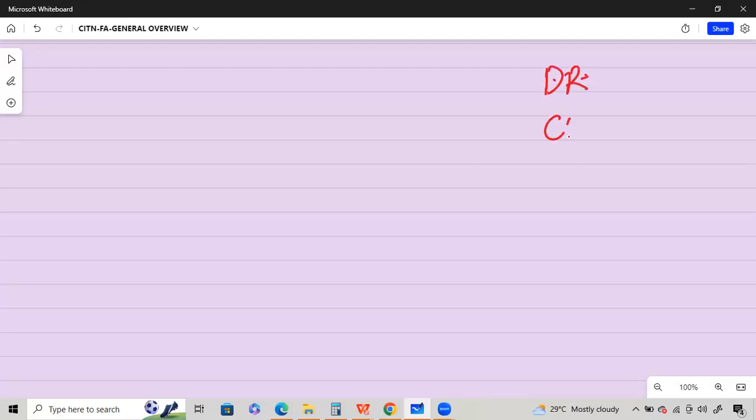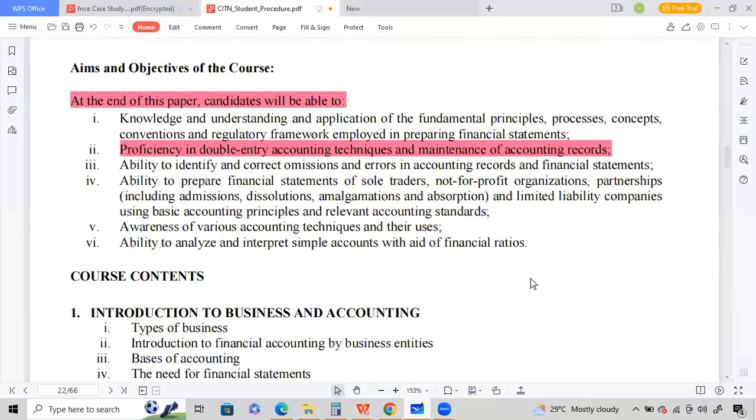There's debit and there's credit. Now, that is the double entry that we are talking about. When we say double entry, the principle of double entry is saying that for every debit, there must be a credit. Meaning that if you have a debit in one account, there must also be a corresponding entry in another account. That is sometimes referred to as the duality concept.